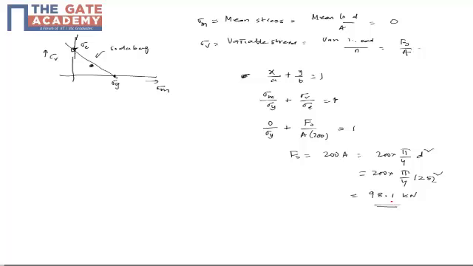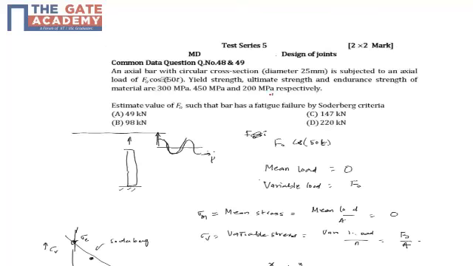So this much amplitude of the load, if you apply it in F0 cos 50t, is the limitation on the amplitude. It is 98.1. Let's look at the option 98 point, so it's B. Thank you.